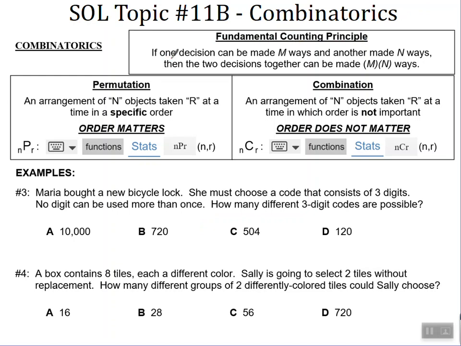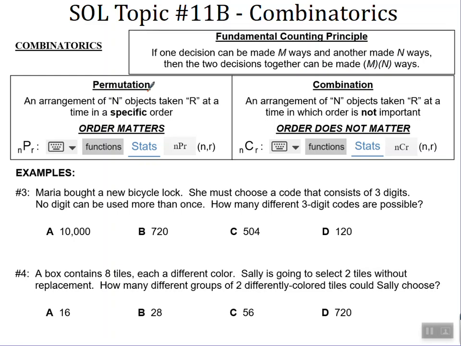This says if we have one decision and it can be made m number of ways, and we have another decision that can be made n number of ways, then the two decisions together can be made by multiplying m times n. Basically, you find how many ways each event can happen and multiply those together, and that's how many ways both of them can happen at the same time.